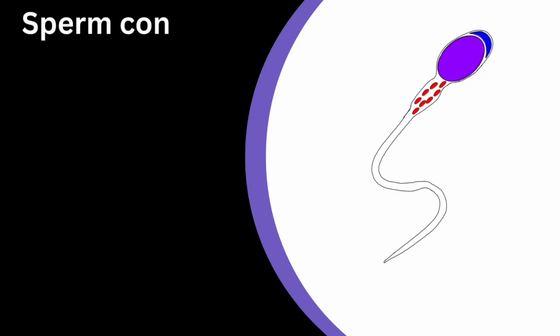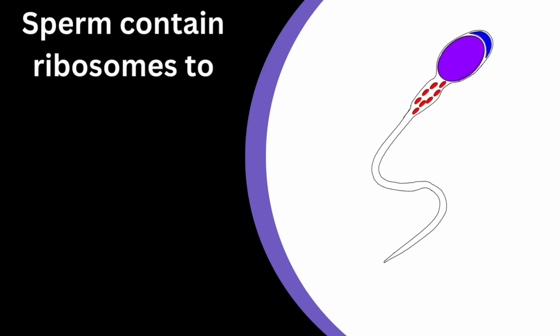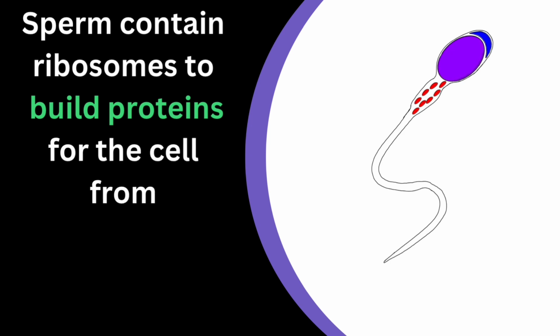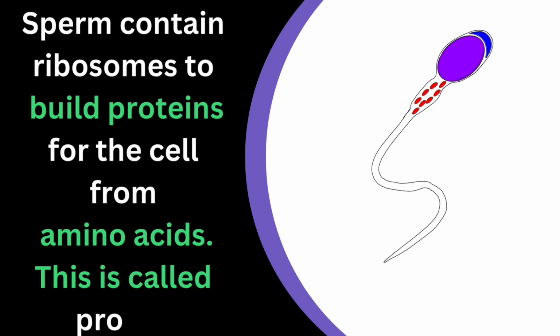So here's an answer. So sperm cells contain ribosomes to build proteins for the cell from amino acids, and this is called protein synthesis. And if you want to be really clever, you could write that the sperm cell contains enzymes, and enzymes are made of proteins, so they're built using ribosomes. But as I said, it is a really tricky question, so don't worry if you haven't got all of that.